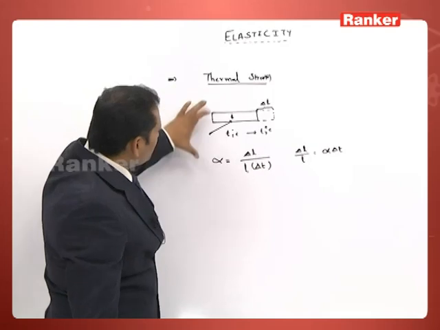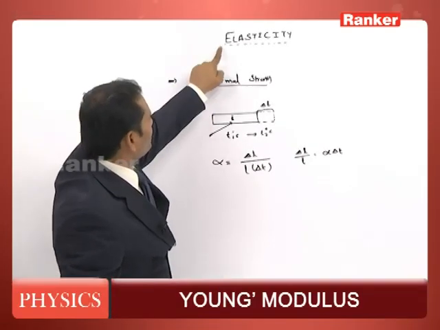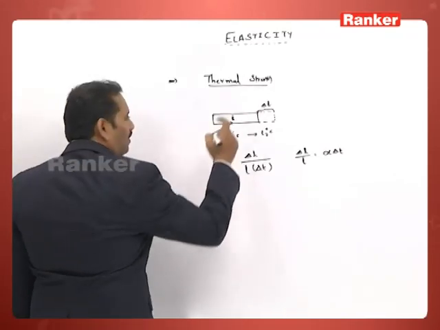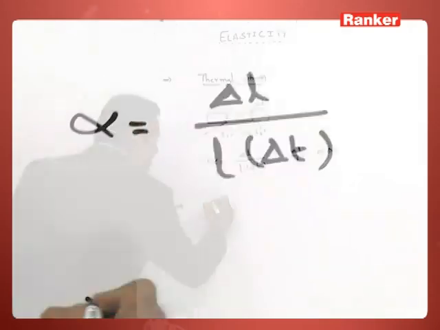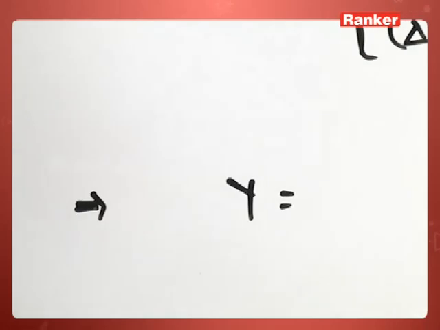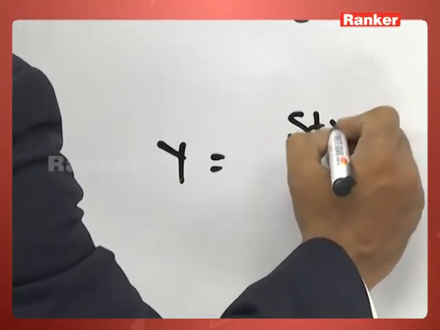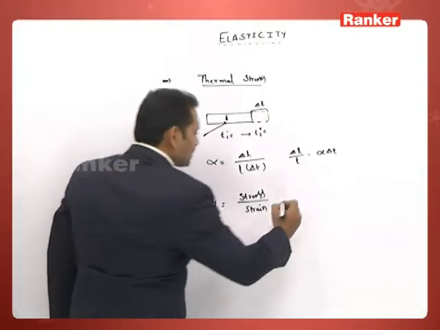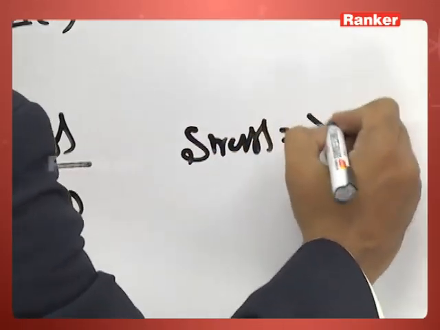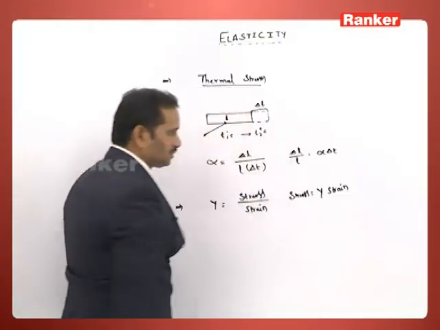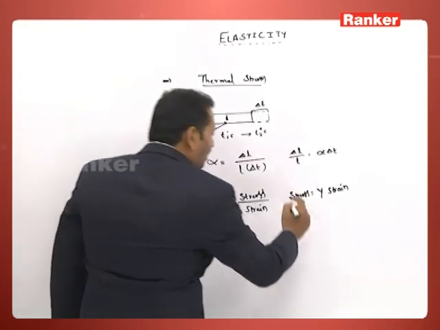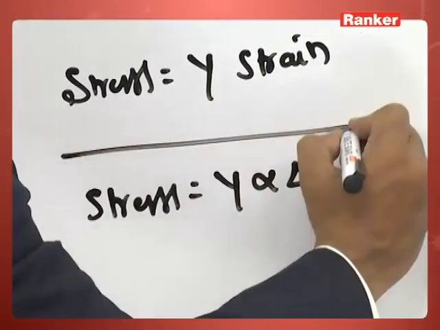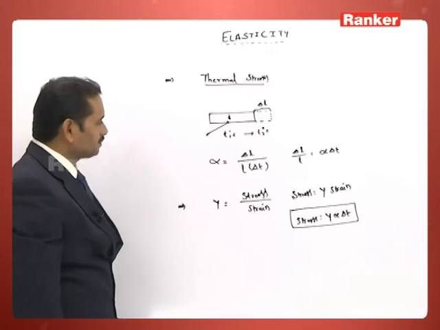So, up to this part, heat. I want to give the connectivity between heat and elasticity. What is the thermal stress developed in the rod? The Young's modulus of the wire Y is longitudinal stress by longitudinal strain. Stress equal to Y into strain. Strain I got already like this, so stress equal to Y into alpha delta T. This is the thermal stress developed in the rod.